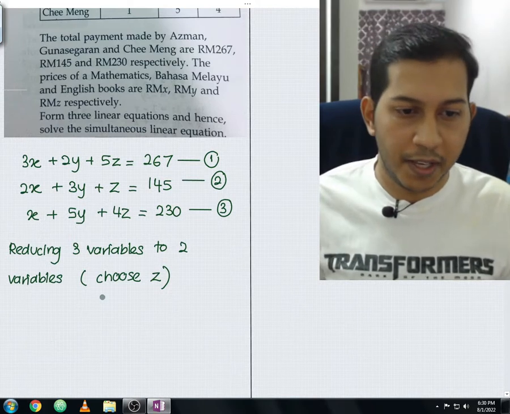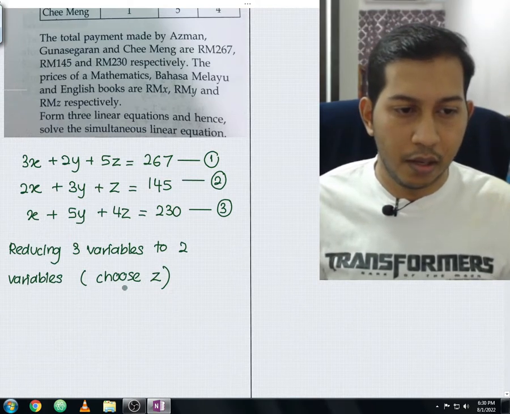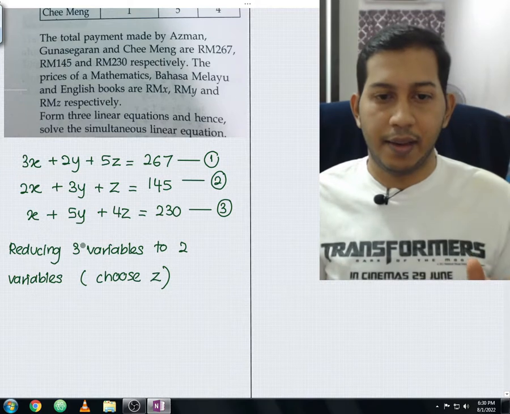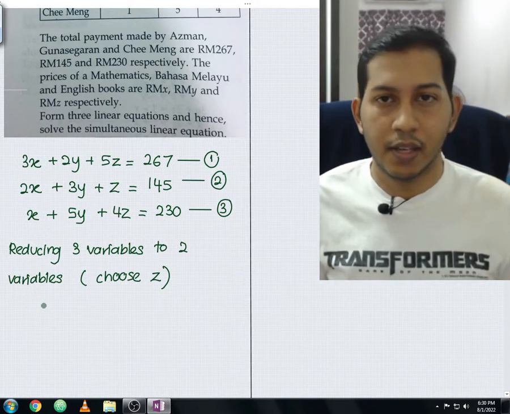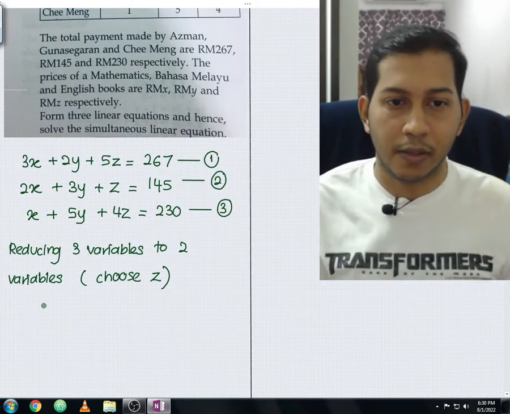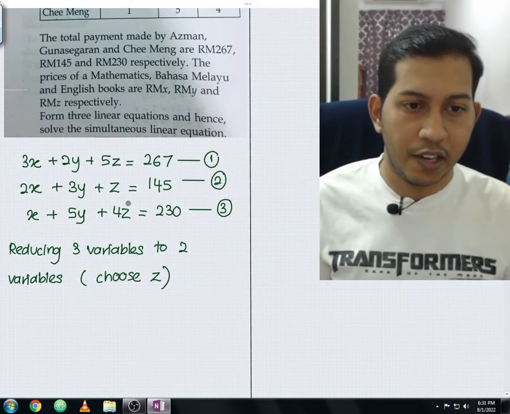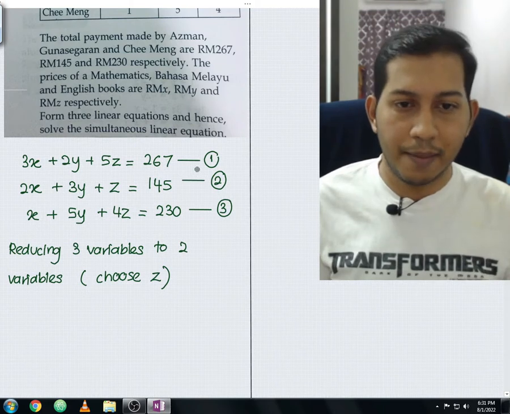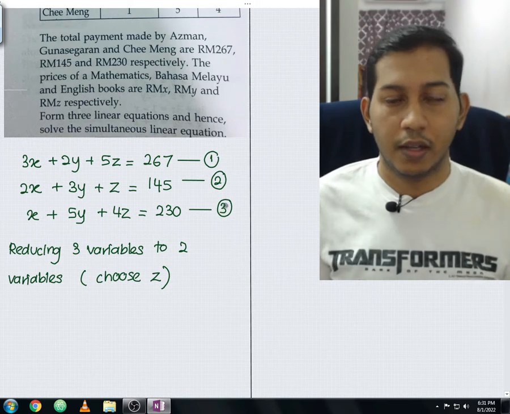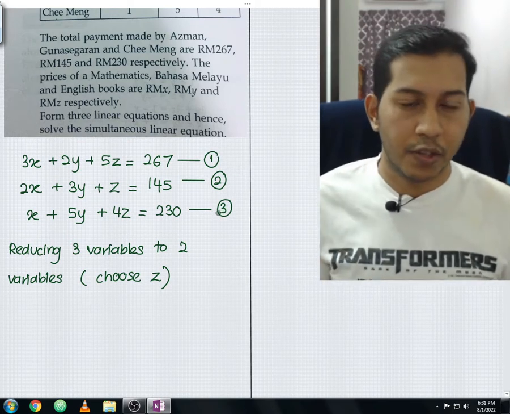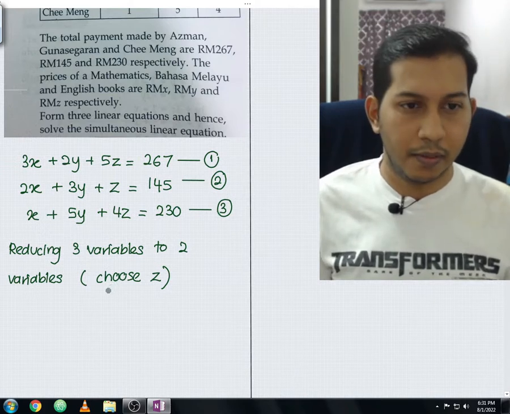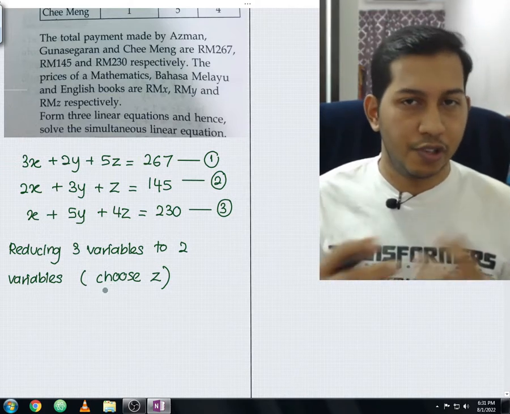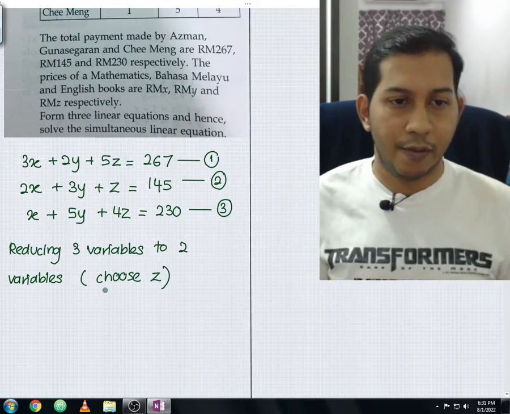So from here we are choosing Z variable in the process of reducing the 3 variables to 2 variables. In the process of reducing 3 variables to 2 variables, we need to perform it 2 times. Each operation will be involving 2 equations. It can be equation 1 and equation 2, or equation 1 and equation 3. So you need to perform it in 2 operations. Sound confusing? Don't worry, just follow along with me. I'm sure you will be able to understand my working.